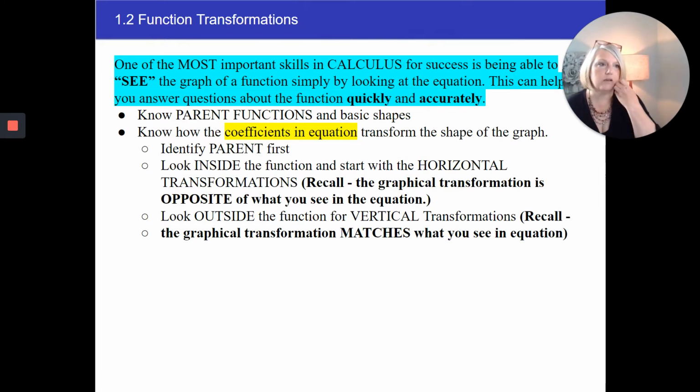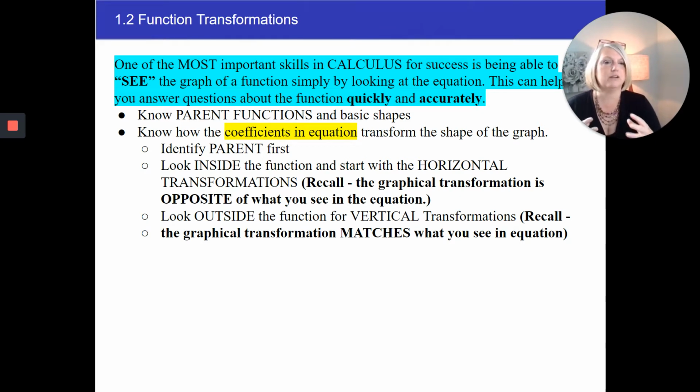The second thing that you need to know is how the coefficients in the equation, the numbers in front of the function, in front of the x, added to the x on the inside, or added out on the end, all transform the shape of the graph. And those are the things that you need to be able to work with. So what we're going to review in today's lesson is how to identify the parent function, the shape of the function we're transforming, and how to look inside the function and start with horizontal transformations.